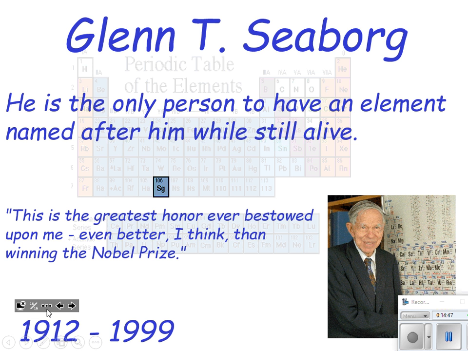Moseley did his periodic table based on the atomic number, okay, which is the number of protons. And Mendeleev based his periodic table on the atomic mass, okay, which is based on the protons and the neutrons, okay?